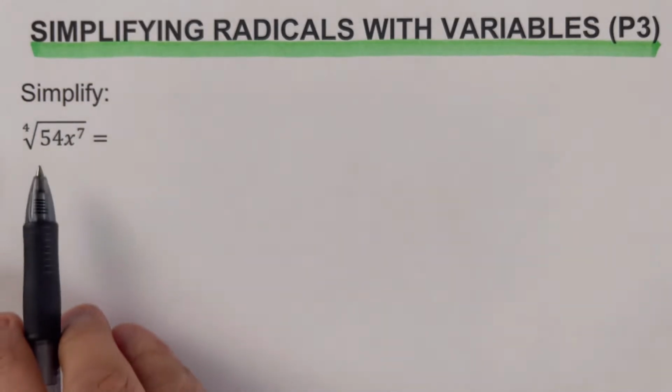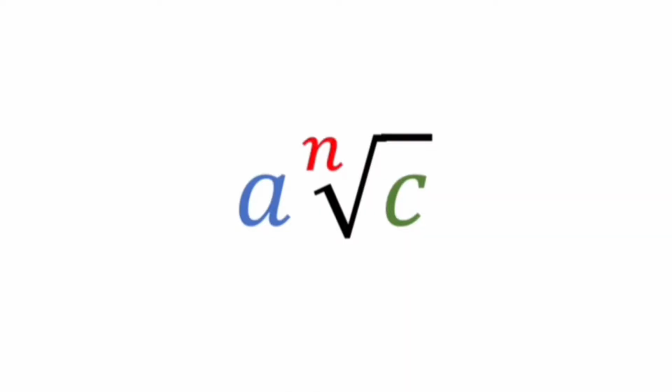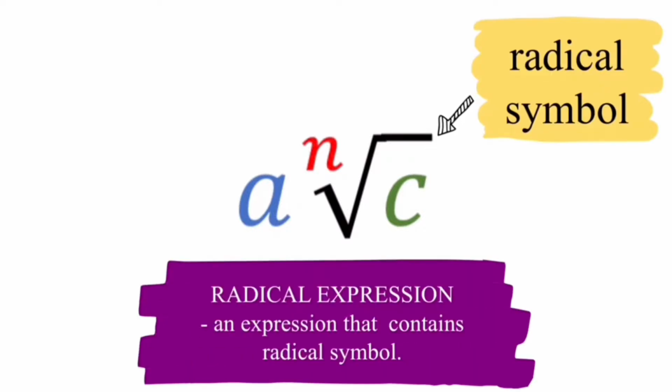Before we work on this example that we have right here, let's review the parts of radical expressions. Please remember that these are the parts of every radical expression. The first part is the radical symbol. The reason why this is called a radical expression is because it is an expression that contains the radical symbol.